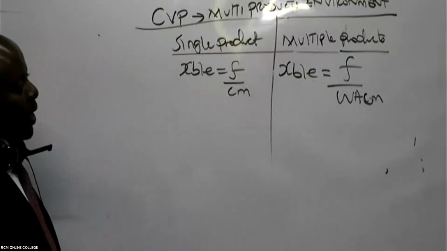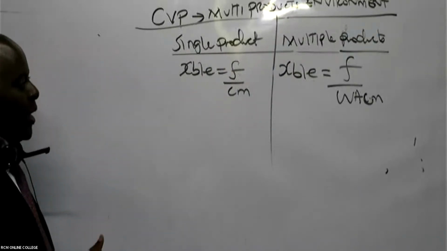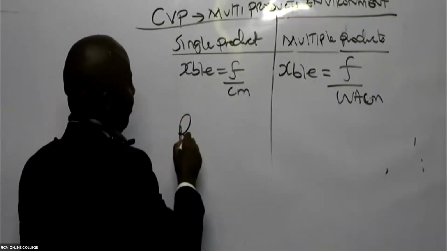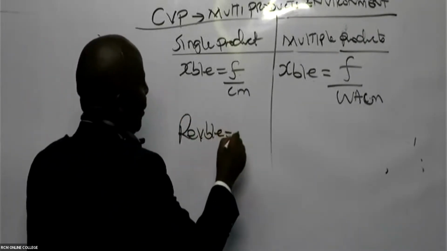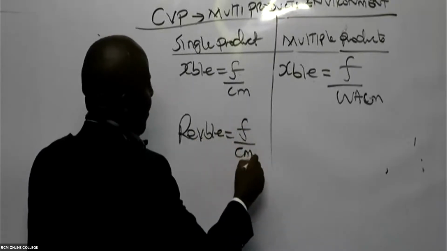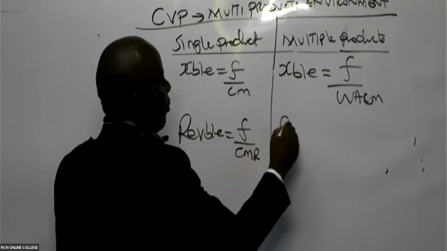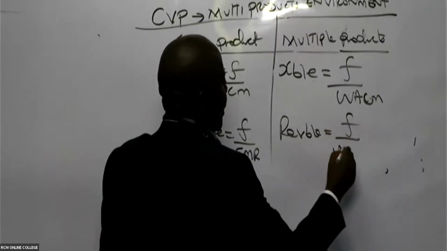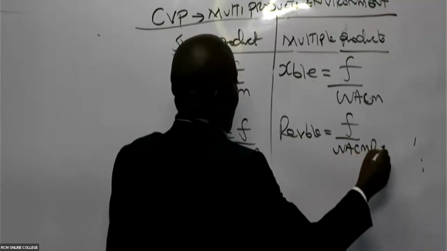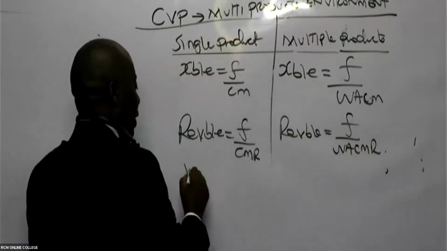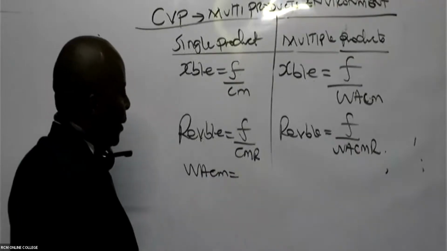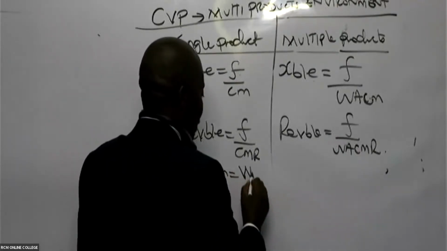And then you write somewhere, yeah, we can go on and say revenue break-even. Revenue break-even is fixed cost over CMR. And then for multiple products, revenue break-even will be fixed costs over WACMR. So where WACM stands for weighted average contribution margin.